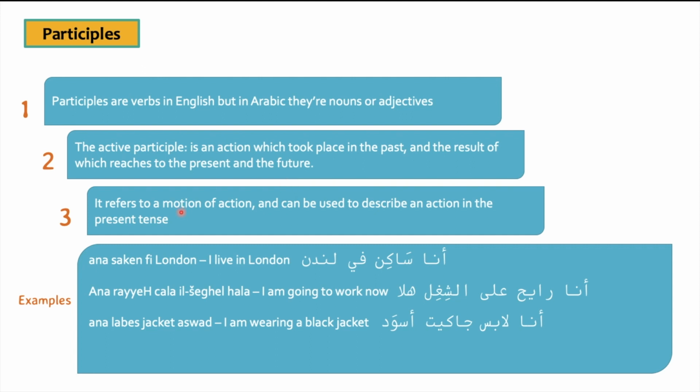As I said, it's a motion of action that can be used to describe an action in the present tense, such as here, أنا ساكن في London. I live in London. Or أنا رايح. So it refers to an action that happened in the past and as a result might continue to reach the present. So, I'm going to. And أنا لابس جاكيت أسود.